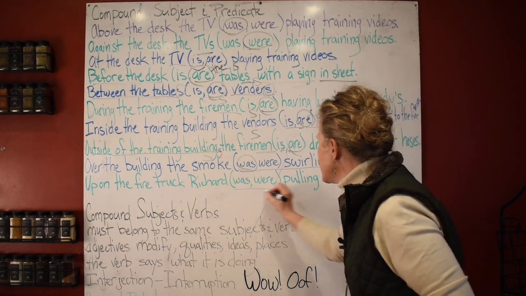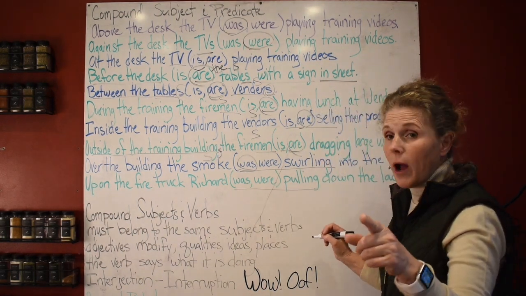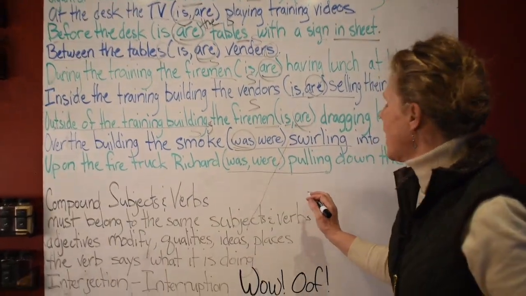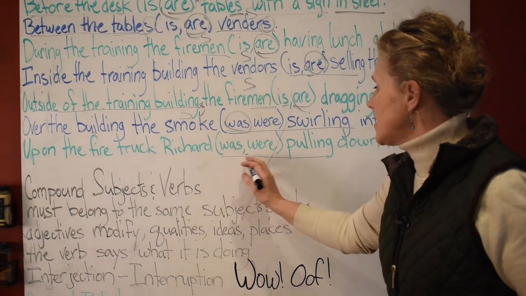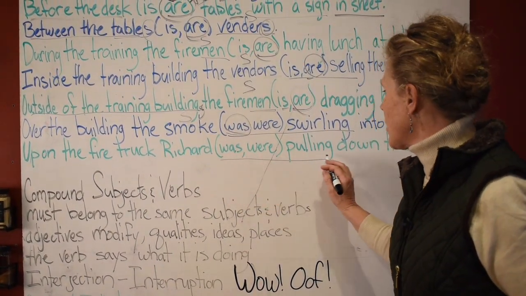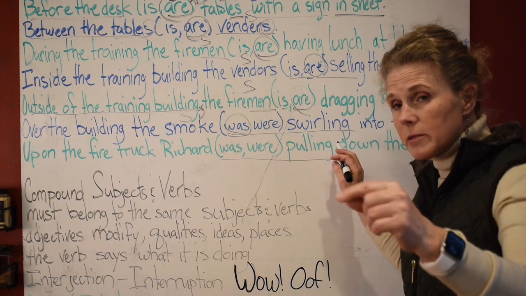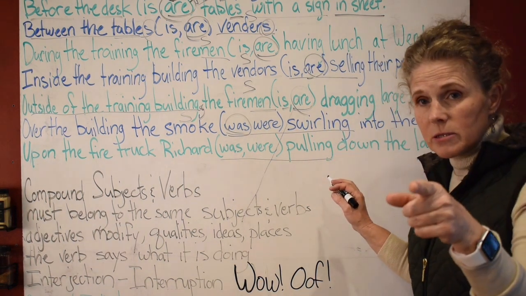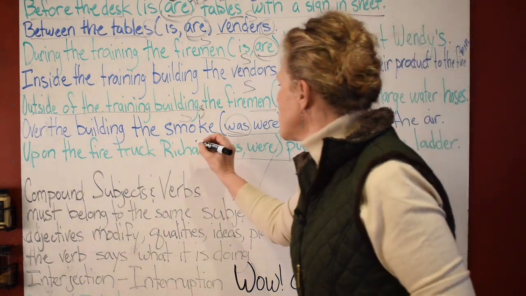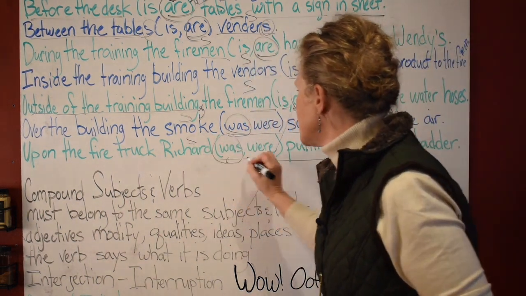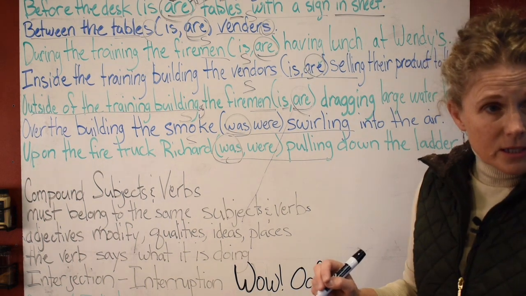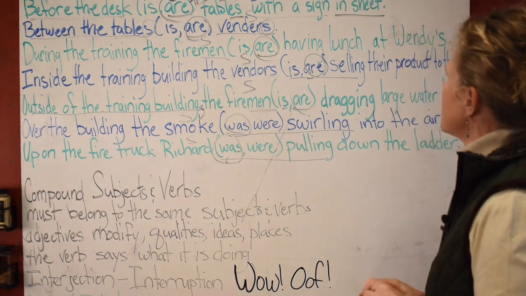So we're sitting in our progressive tense. We're using the past tense right here in the progressive. What's your subject? Was, because Richard is singular. So Richard is singular, so we're using the singular past tense auxiliary verb of was.